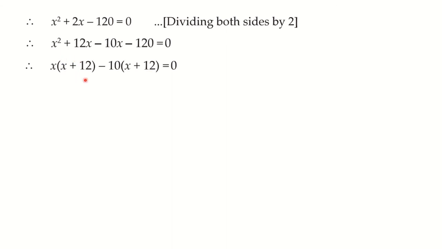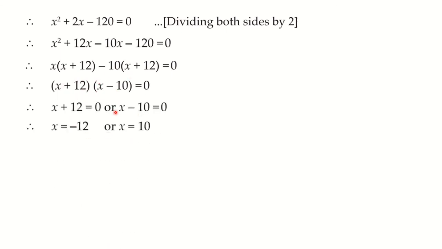Also, I told you that always these two brackets are the same. So when you take out this minus 10 common, without thinking much, write down the same bracket here. Because again, in the next step, we are going to take x plus 12 as common. And then another bracket, we will get as x minus 10. So factors are found out: x plus 12 and x minus 10. Then the next thing is either-or. That is, either x plus 12 is equal to 0 or x minus 10 is equal to 0. And from that we will get x is equal to minus 12 or x is equal to plus 10.